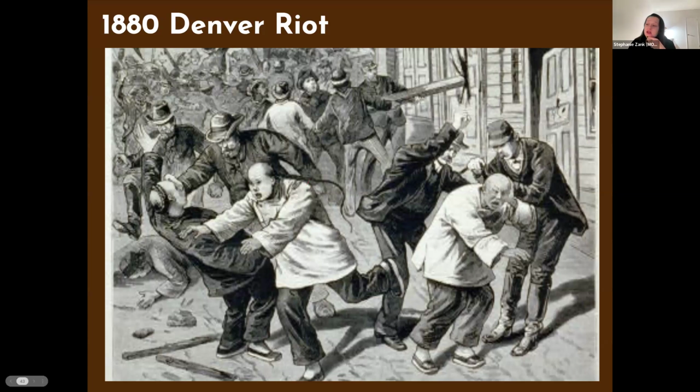And yeah, noticing the Chinese seem, at least in this image, to be victims. They're unarmed. One man did end up losing his life in this case. And the riot did a huge amount of property damage, something like 53.5 million dollars today.